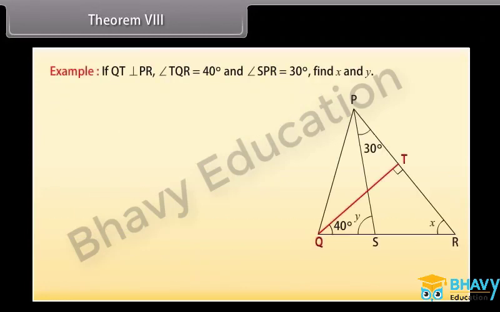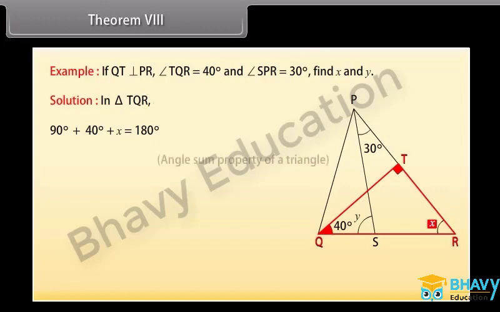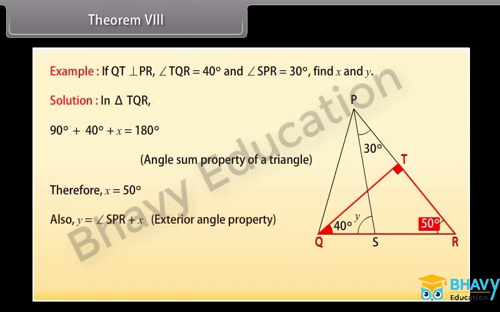If QT is perpendicular to PR, angle TQR is equal to 40 degrees and angle SPR is equal to 30 degrees, find x and y. Solution. In triangle TQR, 90 degrees plus 40 degrees plus x is equal to 180 degrees because of the angle sum property of a triangle. Therefore, x is equal to 50 degrees. Also, y is equal to angle SPR plus x, because we know that if a side of a triangle is produced, then the exterior angle so formed is equal to the sum of the two interior opposite angles. Therefore, y is equal to 30 degrees plus 50 degrees, which is 80 degrees.